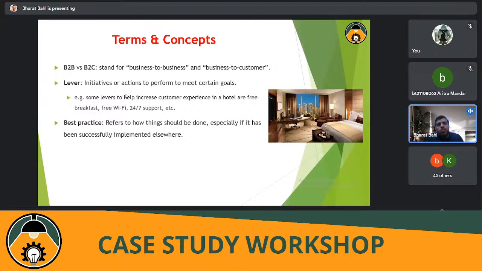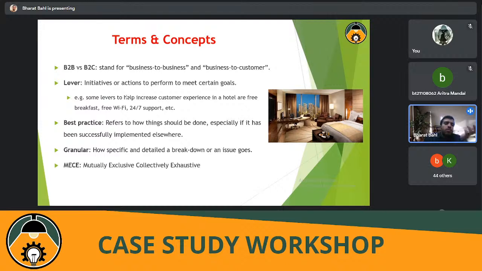Next is the best practice. So some things we know should be done a certain way, and that is the best thing to do. Like if you're running a hotel, if you keep your terms and conditions very clear with the customers, obviously that is the best practice. If you impose hidden charges, in that case the customer might not be happy with you. Further is granular. That is, you're looking into the issue in depth, in detail. And further, MECE, I think I have discussed about it. So these are some of the terms which you might come across while solving a guesstimate or a case study.